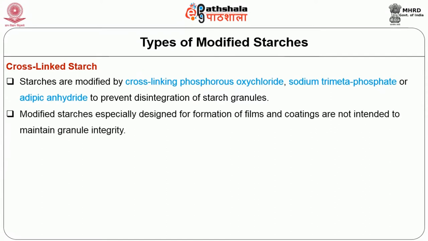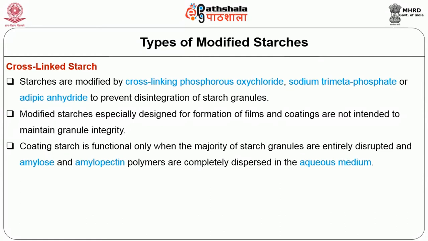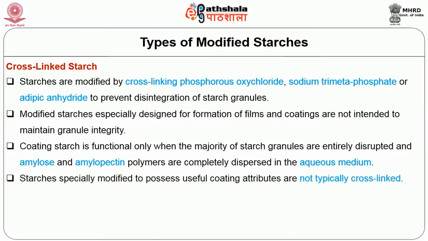Modified starches, especially designed for formation of films and coatings, are not intended to maintain granule integrity. A coating starch is functional only when the majority of starch granules are entirely disrupted, and amylose and amylopectin polymers are completely dispersed in the aqueous medium. Thus, starches specially modified to possess useful coating attributes are notably cross-linked.